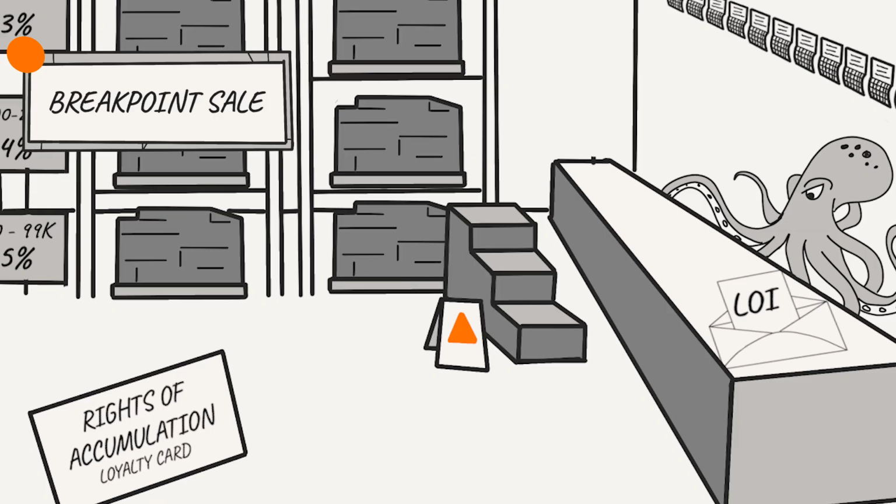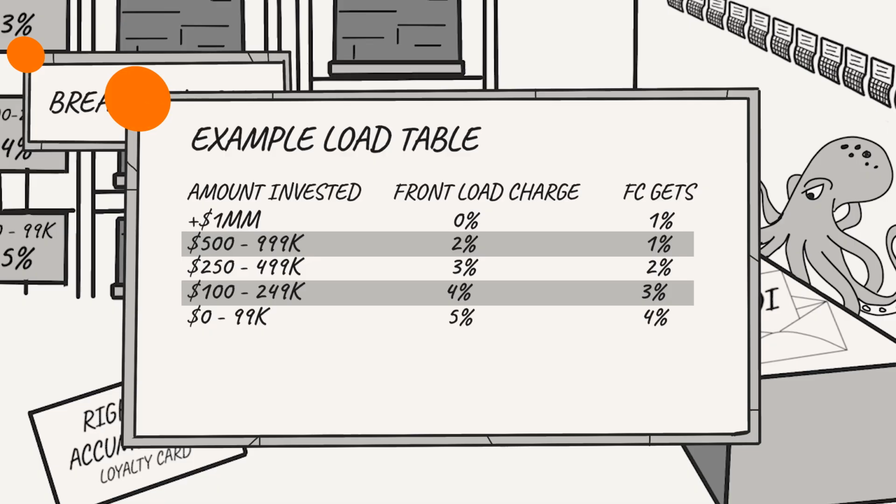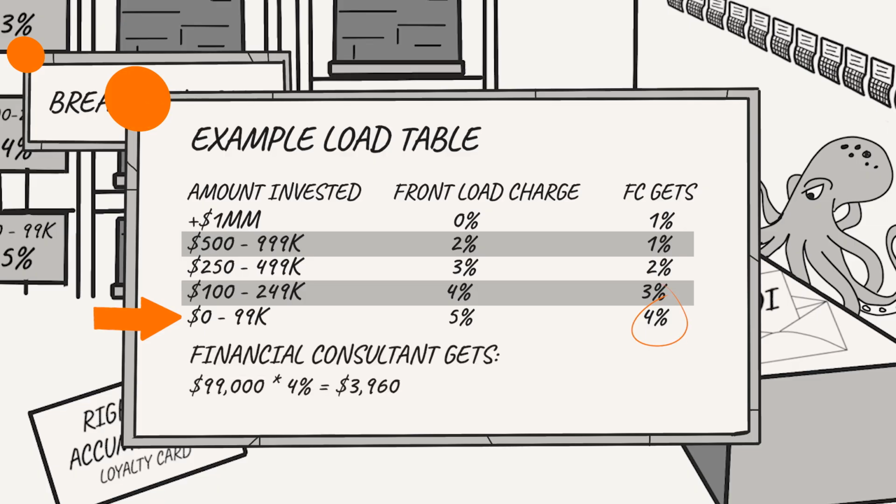So let's say this is a load table for a fund. If the customer invests $99,000, the representative is going to get 4% or $3,960. If the customer invests a full $100,000, the representative would get 3%, or $3,000. So by getting the customer to invest $1,000 less, the rep gets an extra $960.